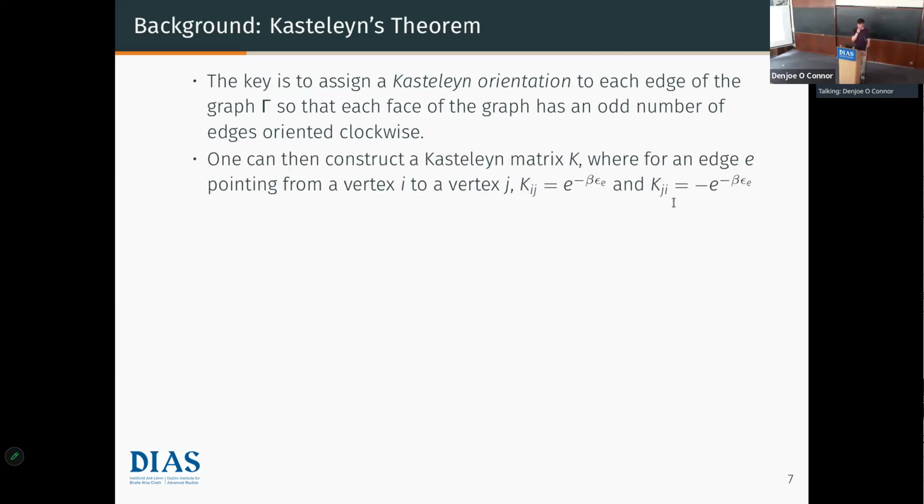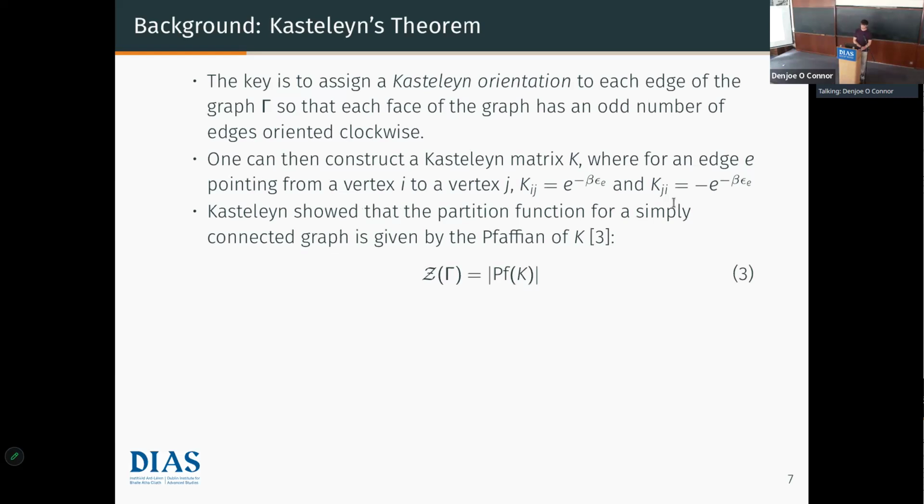So one can then construct a Kasteleyn matrix K, where the entry ij... So a Kasteleyn matrix is basically a signed and weighted adjacency matrix, for anyone who's familiar with graph theory, such that each entry is given the weights being the activity of these bonds, so e to the minus beta epsilon, and the signing convention is as follows. So then we can compute the partition function by getting the Pfaffian of this Kasteleyn matrix.